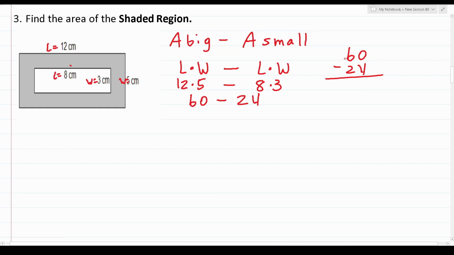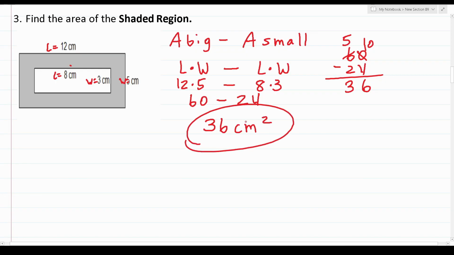0 minus 4 we can't do. We have to borrow. This becomes 5. This becomes 10. 10 minus 4 is 6. And 5 minus 2 is 3. All right, so the area of the shaded region in this case is 36 centimeters squared. All right, so that's that one.